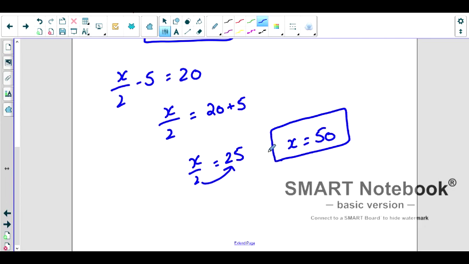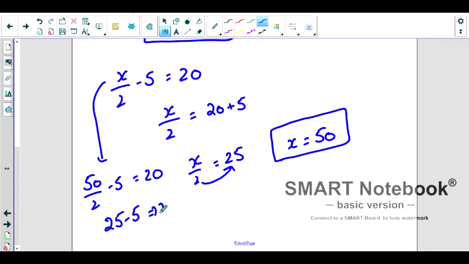Okay, to check your answer you can put it in the question and verify also. Like x is 50, replace here 50, so 50 over 2 minus 5 equals 20. We have division and we have subtraction. According to BODMAS, you perform division first. So 50 over 2 is 25, minus 5, which is equal to 20. So our answer is correct.